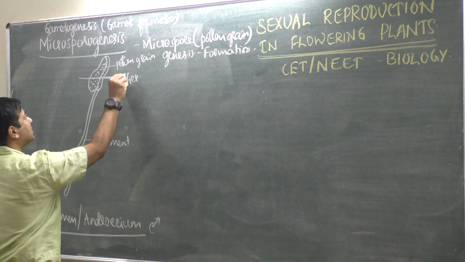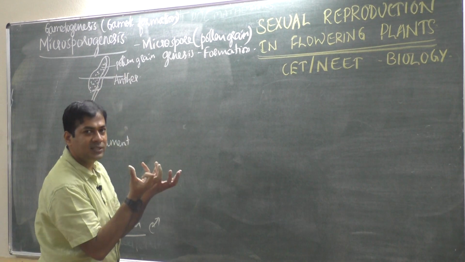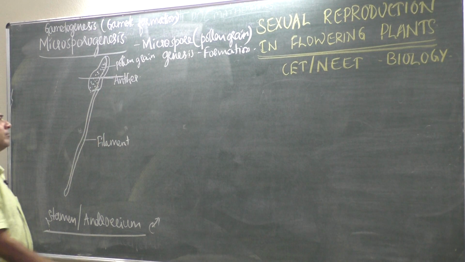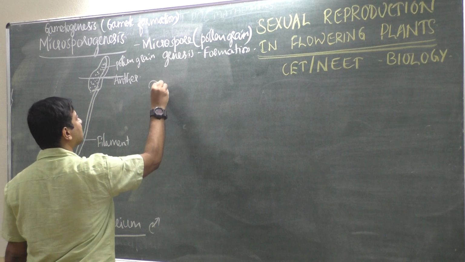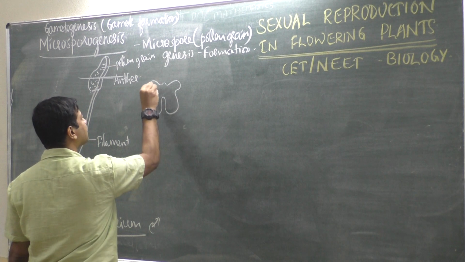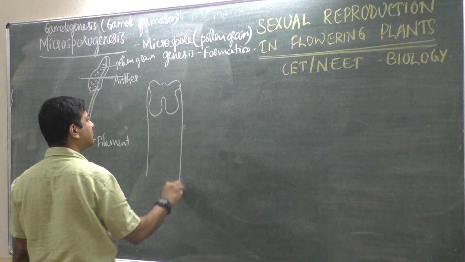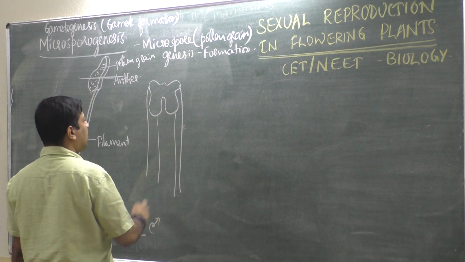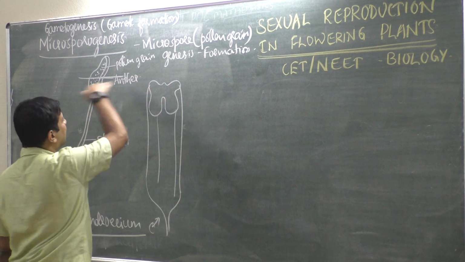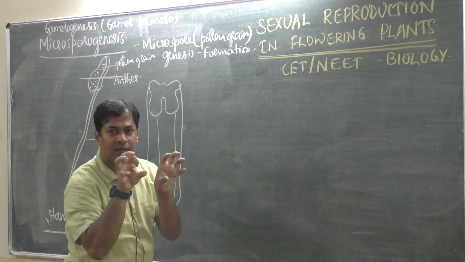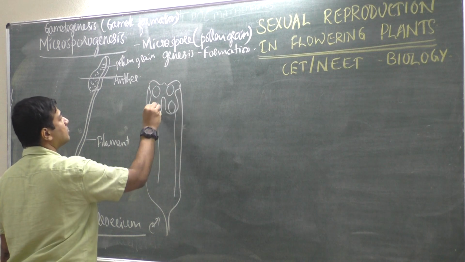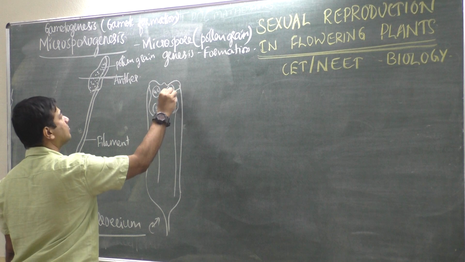For that you have to take a cross section of the anther, cut it and see how it is inside. When I take a cross section of the anther, how does it look? It is a butterfly-like structure. I have taken a cross section, cut here, and opened it, and it looks like that. The structure is like this.